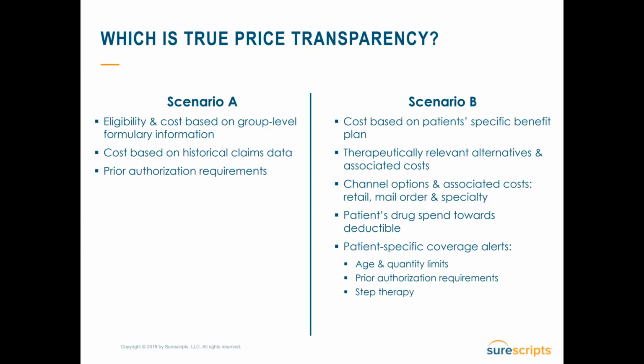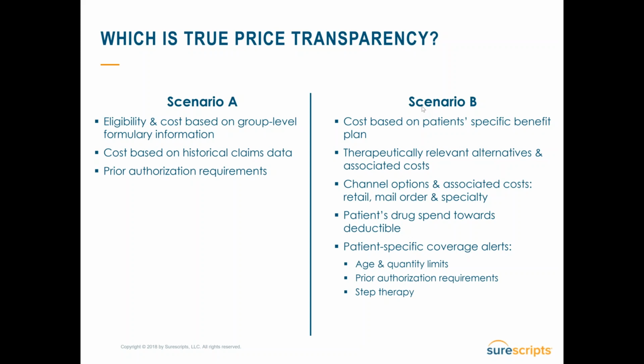Scenario B would be having that cost based on the patient-specific benefit plan, therapeutically relevant alternatives and associated costs, and different channel options, so being able to see how much that drug will be at retail, mail order, and specialty. And also being able to see that patient's drug spend toward their deductible, and getting all of those same coverage alerts like age and quantity limits, PA requirements, and step therapy. Which of those would you think represents true price transparency?